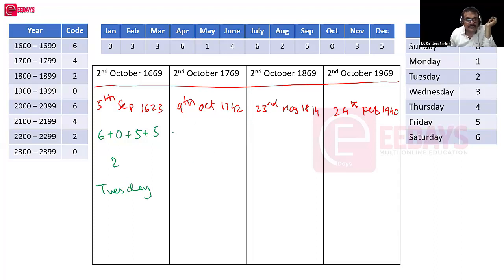Next, 1700. 4 plus 42. That is 0. How many leap years are there? 10 leap years. So that is equal to 3.